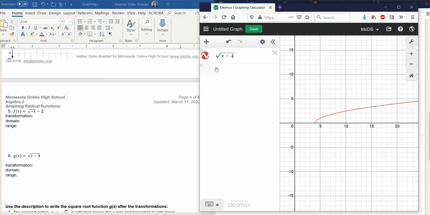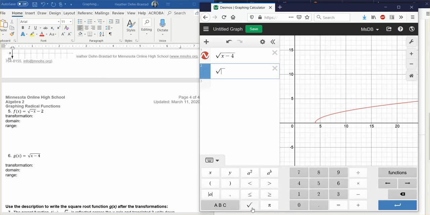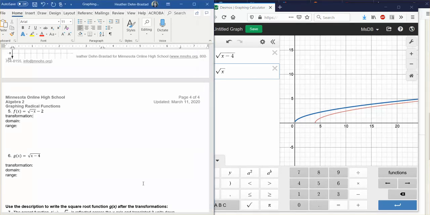I think I'm going to graph the square root of x as well so I can see what the transformation has done. So the square root of x is the blue one. It looks like the red one, the square root of x minus 4, is moved over to the right 4 units. So for the transformation, you would say, oh, it's this one. You would say translation 4 units to the right.